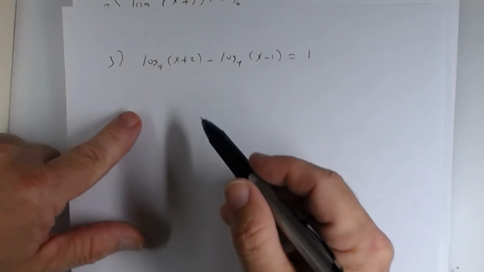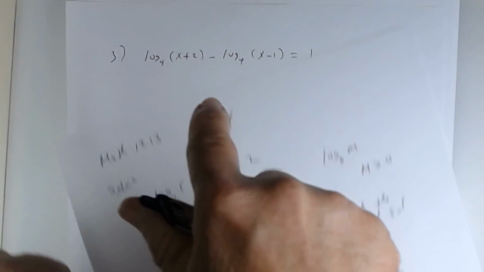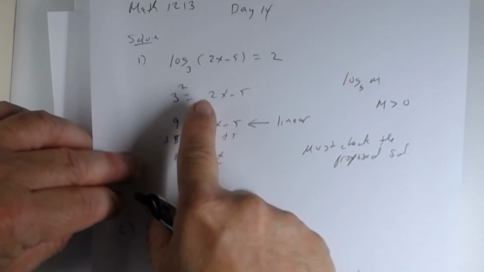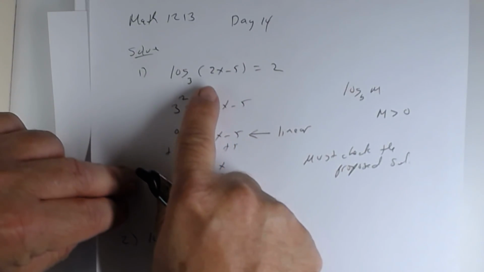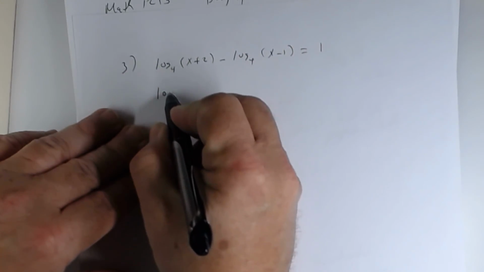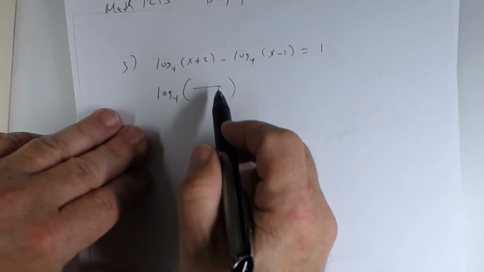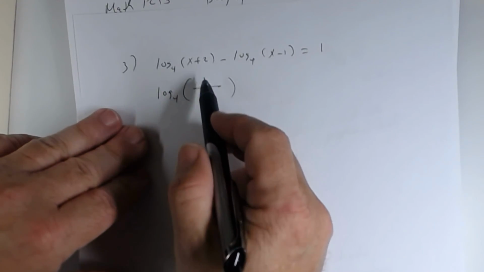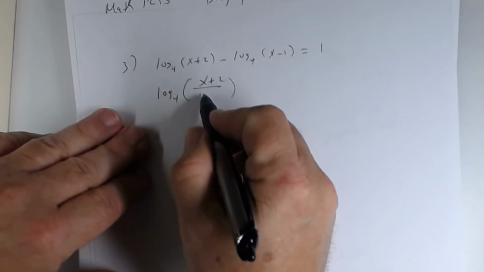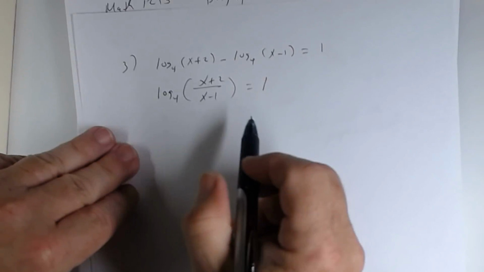Okay, so how are you going to write this? Remember, I can't change this to an exponential unless I have how many logs on one side? Just one. Here I have 2. So I've got to change this to what kind of problem? Division. So that's a log base 4. And remember, you're taking the log of a quotient, right? What's the numerator? X plus 2. What's the denominator? X minus 1. And what does that equal? 1. All right. Now can I change this to an exponential?